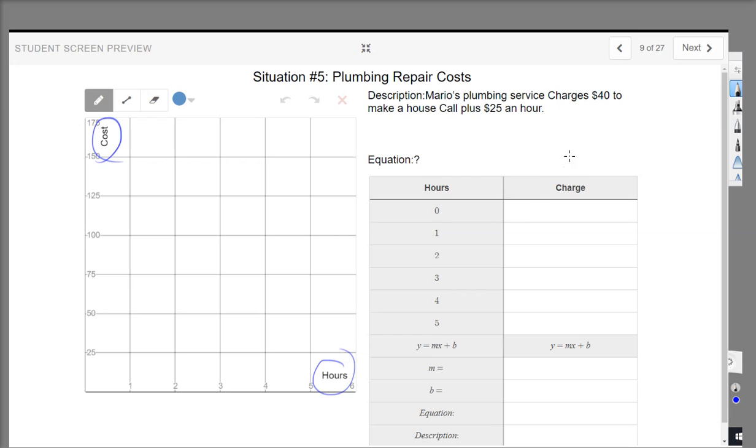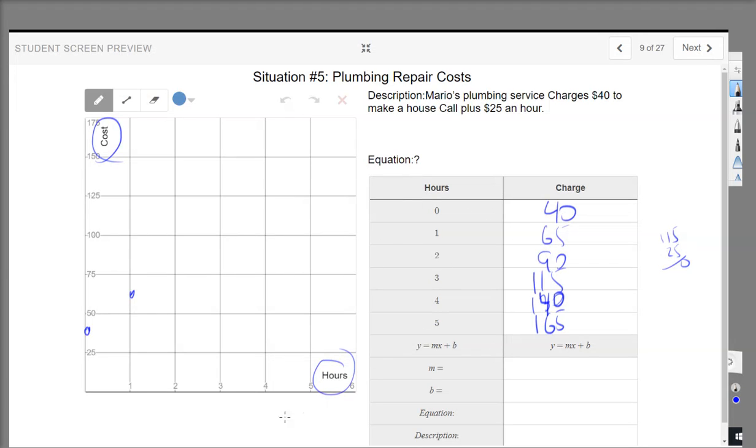So if he's there for 0 hours, he's going to charge you how much? Not 40 plus 25, but just 40 bucks to look at your problem. And then if he's there for 1 hour, it's 40 plus 25, which is 65, and 65 plus another 25 is 90. Then 90 plus 25, so 115. And 115 plus 25 is... no, I'm sorry, I said 130, I meant 140. So it's 140. And then the last one, 140 plus 25 is 165.